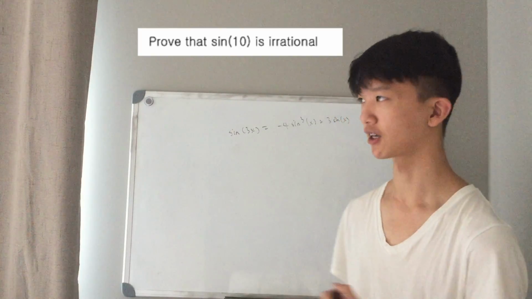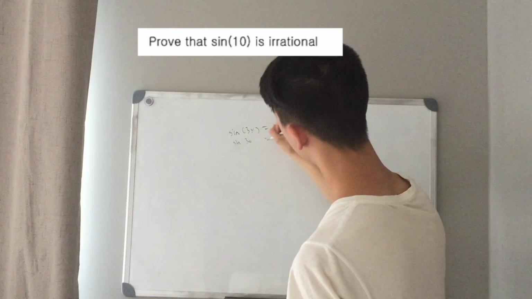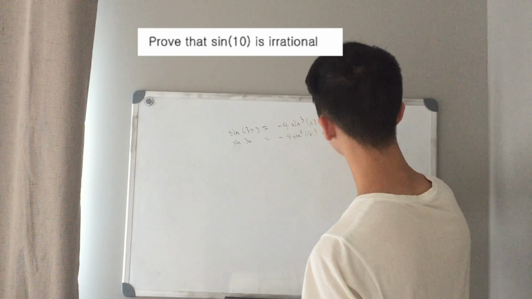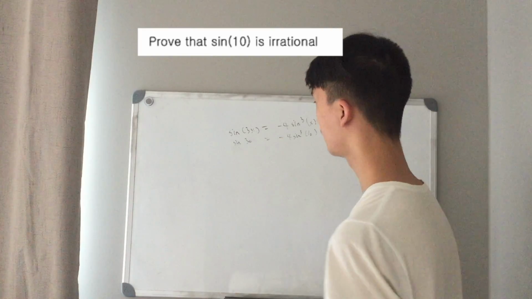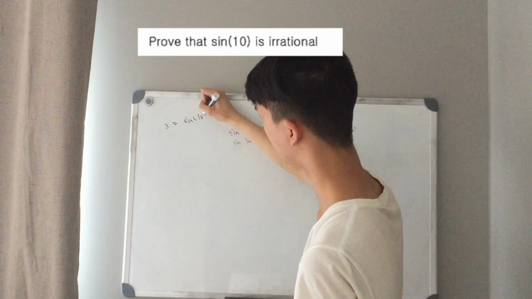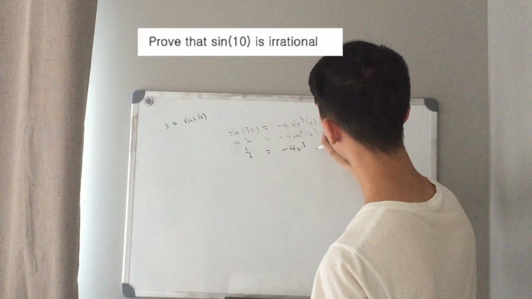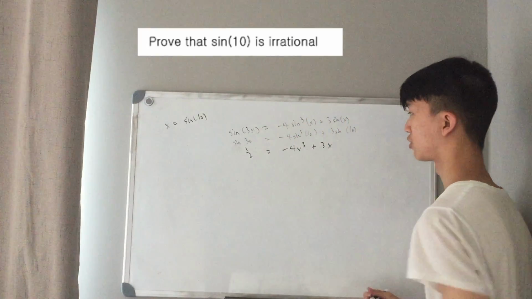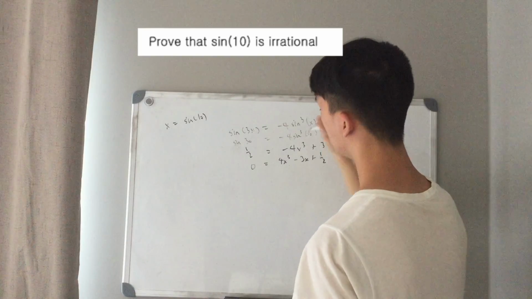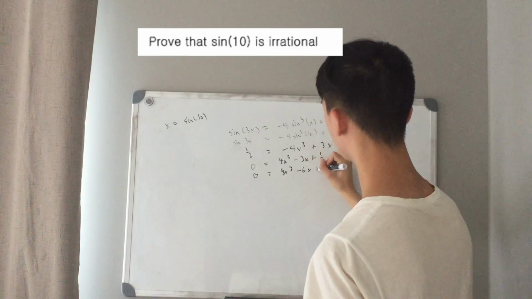So now we have to let x be equal to 10. So we have the sine of 30 is equal to negative 4 sine cubed 10 plus 3 sine of 10. Now the sine of 30 is equal to 1 over 2. Let's let x be equal to the sine of 10. So we have 1 over 2 is equal to negative 4x cubed plus 3x. We can move some terms over to the side to get 4x cubed minus 3x plus 1 over 2. Multiplying everything by 2, we get 0 is equal to 8x cubed minus 6x plus 1.